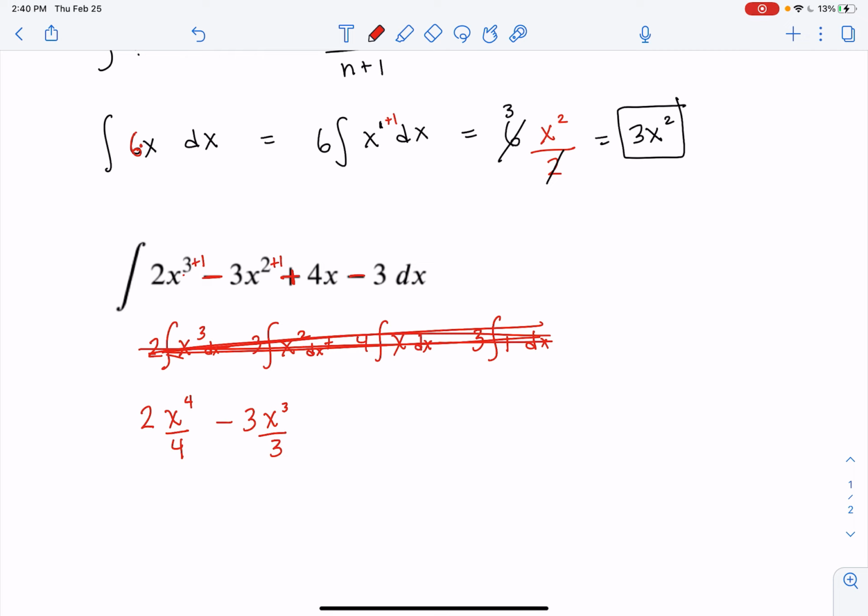Very good. So now we have plus 4x. Let's copy the plus 4. That x really has a power of 1. So if you don't see a power, it's really x to the 1. So adding 1 to it, we get 2, and then divide by the 2.